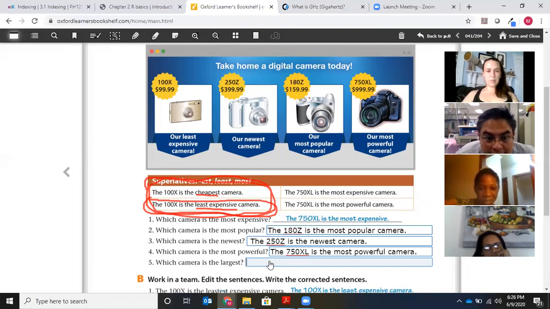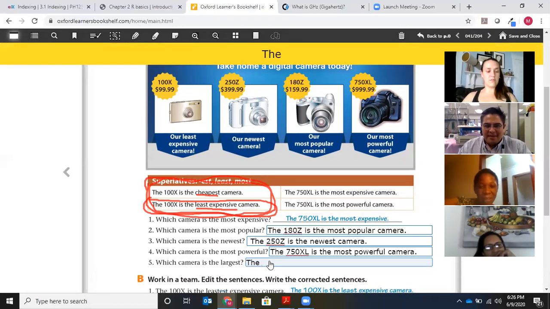Largest. It's a tricky question. That is a tricky question. What do you think? I guess just looking at them, let's say the XL. Maybe the 750 XL, right? Because largest means which one's the biggest. Exactly. I'm gonna guess that one too, the 750 XL. Okay.